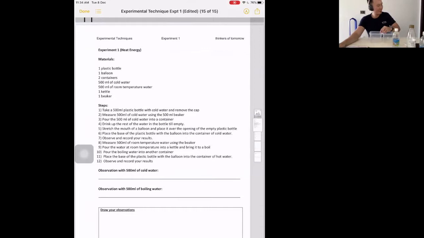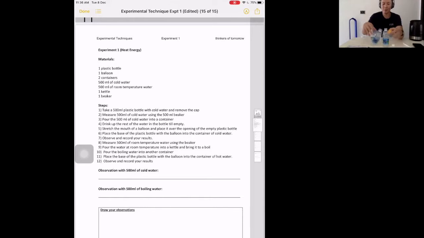So I'm actually going to start filling up one of the containers with cold water. Then the other one will be to boil, so I've got a kettle here. This will be the one with cold water, and then I'm going to put hot water over here.